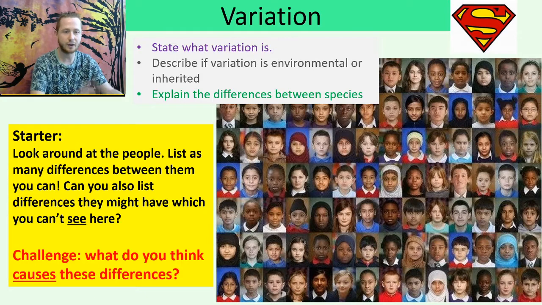picture here. So as a starter, what I'd like you to do is look at each of these students, and I'd like you to list as many differences between them as you can. Also, see if you can list any differences that they might have that you can't see here. So things that you can't see just from looking at their faces, but through different aspects of them, maybe parts of their personality, parts of things they might be good or bad at.